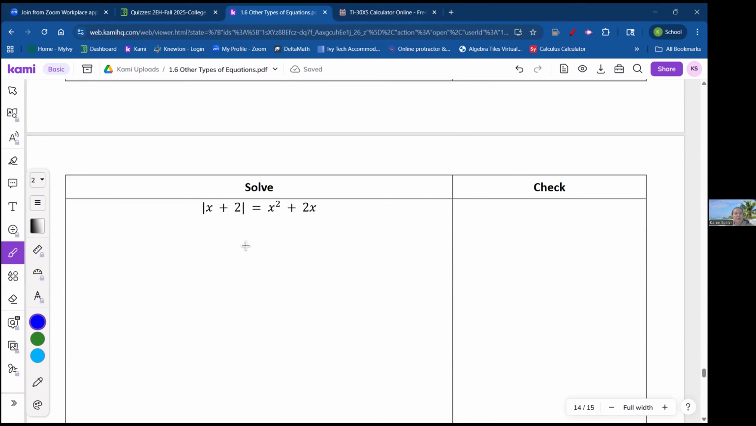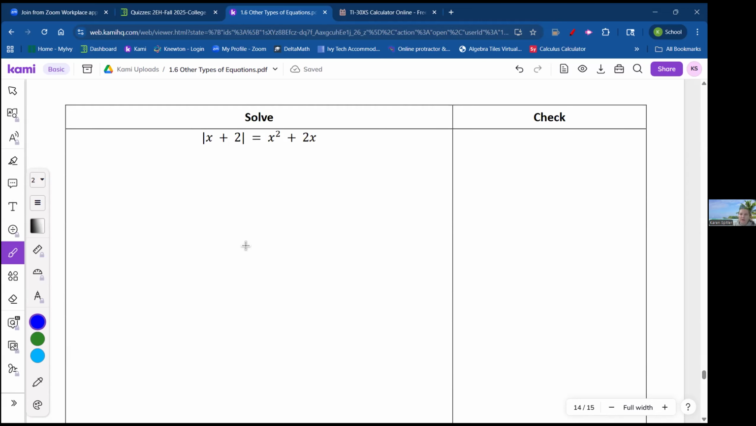We are going to solve this problem right here, but I'm going to make some alterations. So we're just going to change it to the absolute value of x plus 2 is equal to the absolute value of, sorry, I lost what it was. 2x plus 4. Okay, that's what I want you to change it to.